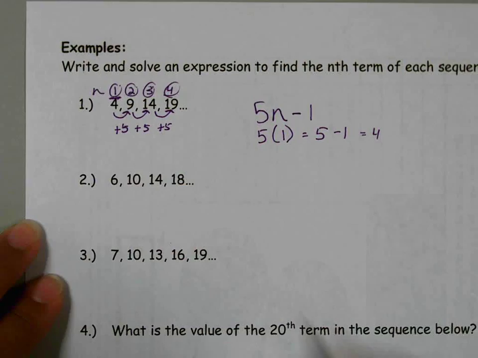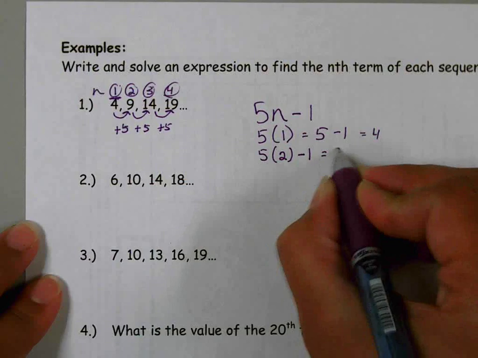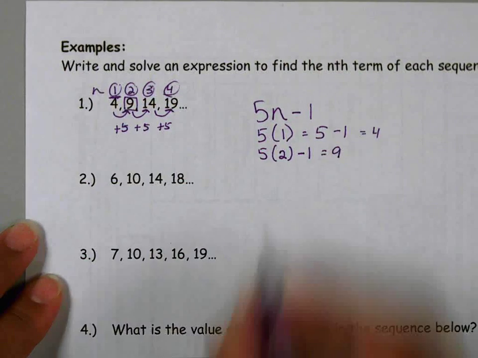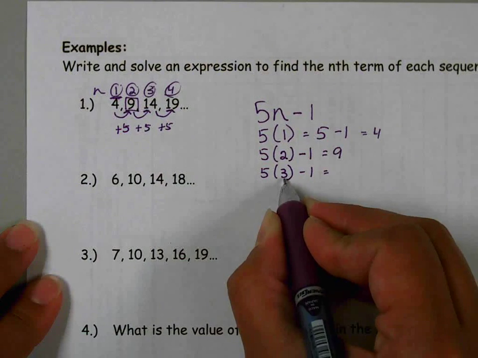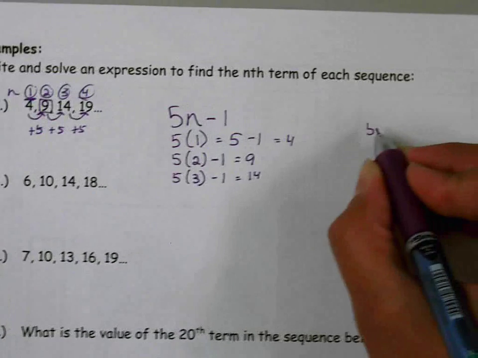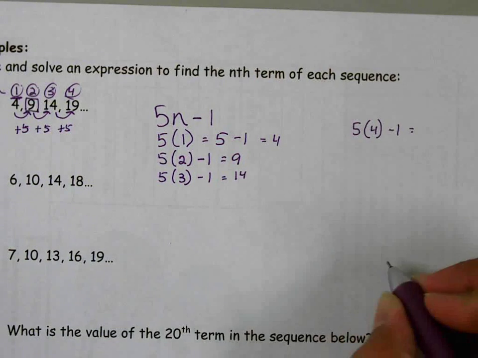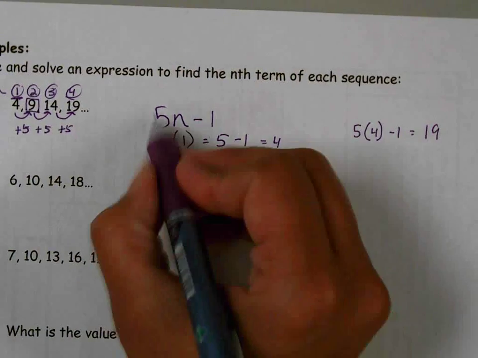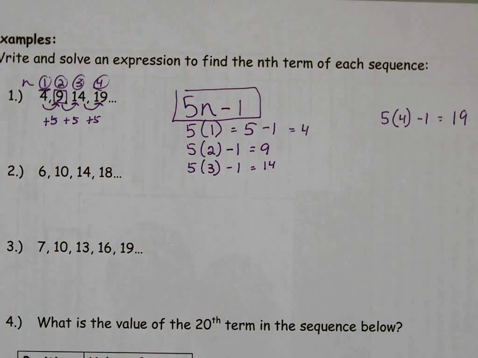So my rule should be 5n minus 1. But let's test it. 5 times 2 is 10, minus 1 is 9. That matches. 5 times position number 3 minus 1. 5 times 3 is 15, minus 1 is 14. And 5 times 4 minus 1, so 5 times 4 is 20, minus 1 is 19. So our rule, our expression, is 5n minus 1. I could use this expression to find the 1,000th term in this sequence if I wanted to.